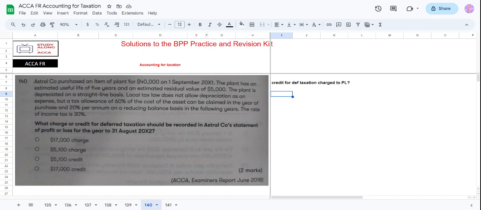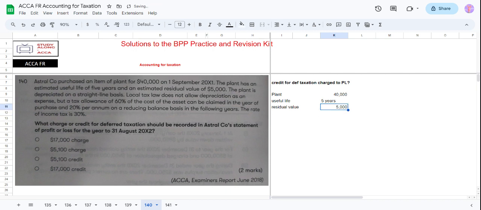Astral company purchased an item of plant for 40,000. So they have a plant at the beginning of the year. Its value is 40,000. The plant has an estimated useful life of 5 years, and then has a residual value of 5,000.